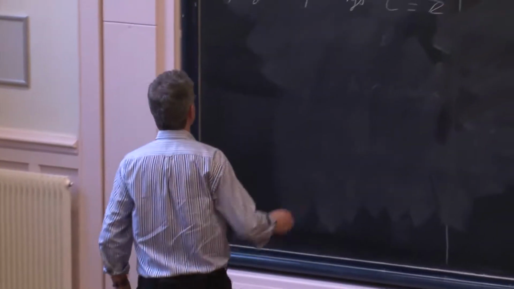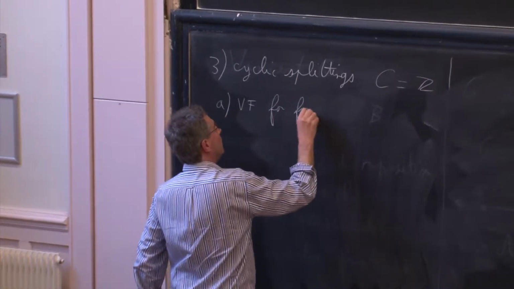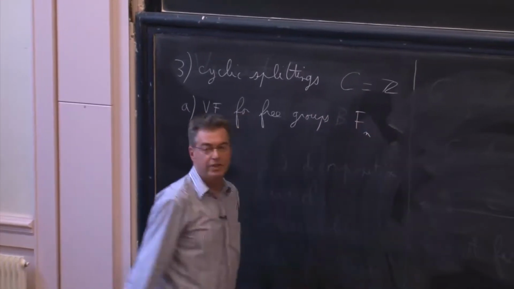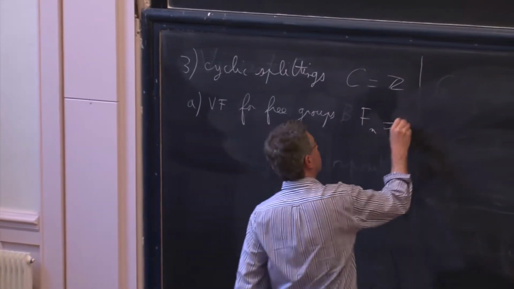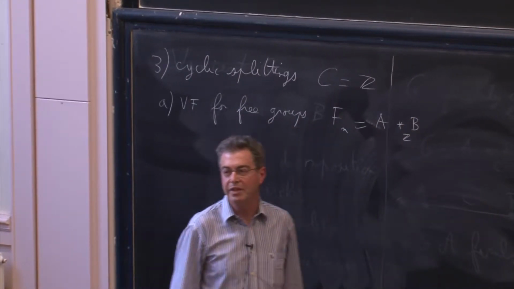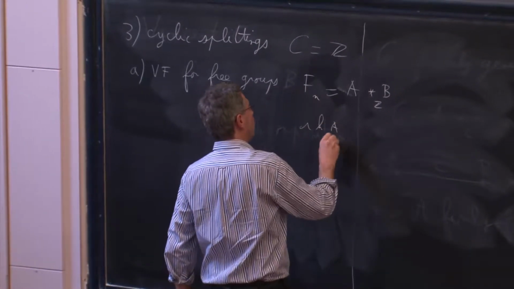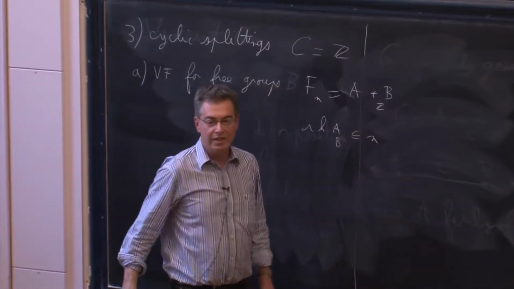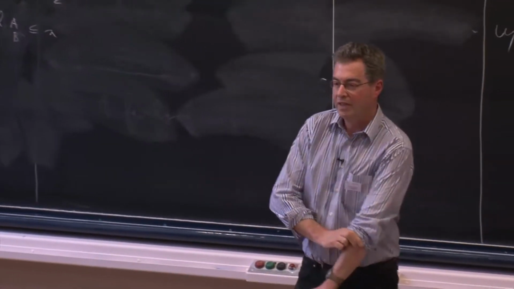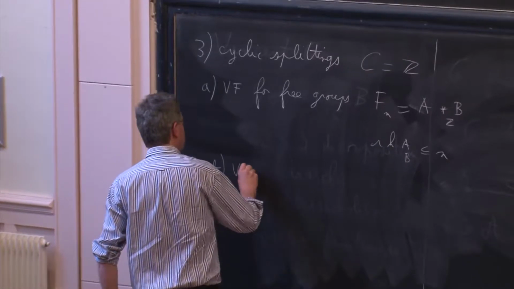OK, so a simple example for free groups, there is finiteness. And that's easy because if you take a free group Fn and you write it as A star B over Z, then the rank of A and B is at most n. So you only see finitely many groups up to isomorphism. This is a very simple example. Another example is surface groups.